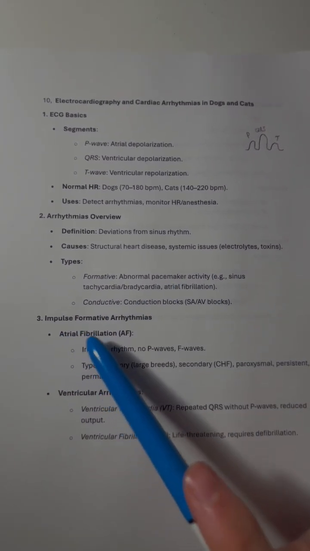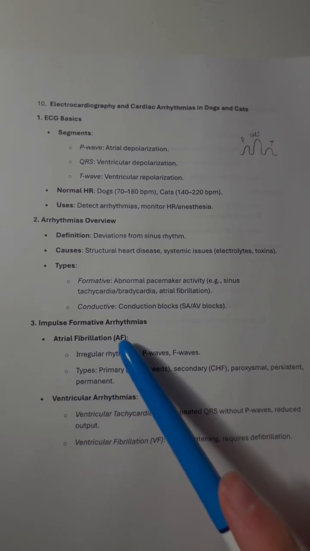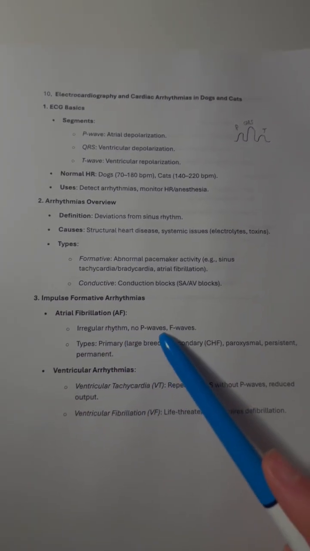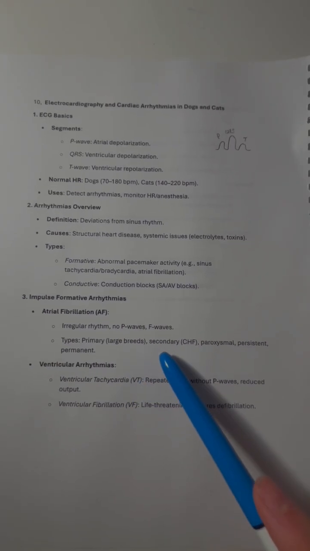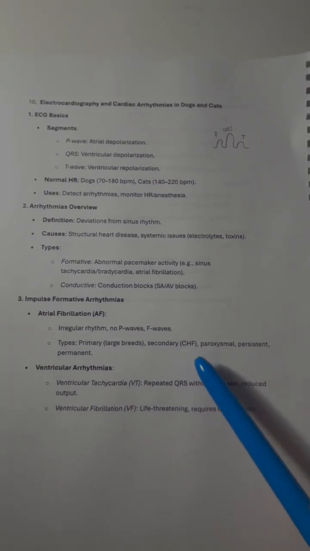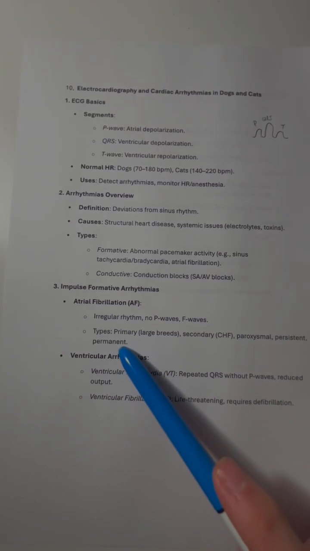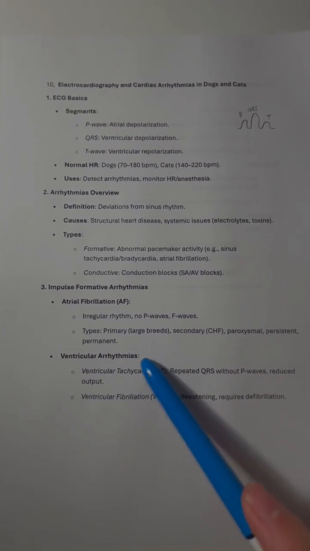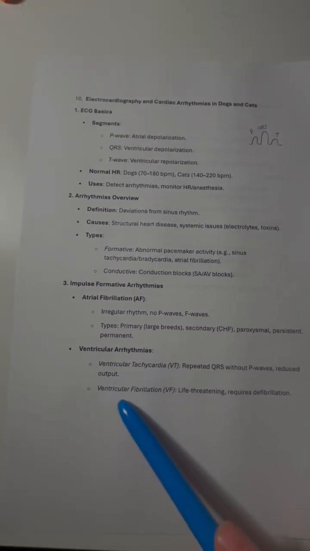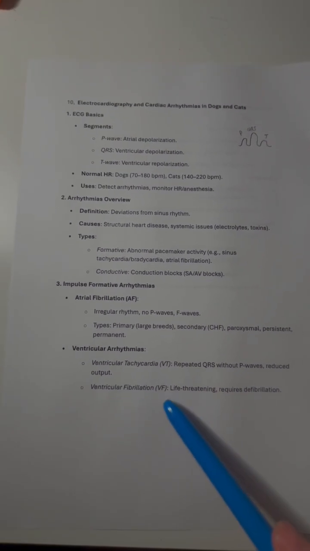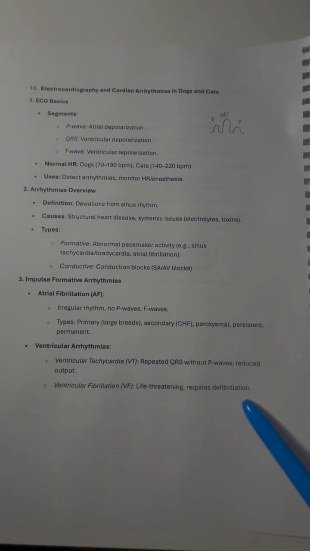For impulse formative arrhythmias, we have atrial fibrillation. This is an irregular rhythm with no P waves. The types: primary is found in large breeds, secondary is found in congestive heart failure. It can be paroxysmal, persistent, or permanent. The ventricular arrhythmias are ventricular tachycardia, which is a repeated QRS complex without P waves and reduced output, or ventricular fibrillation. This is life-threatening and it requires defibrillation.